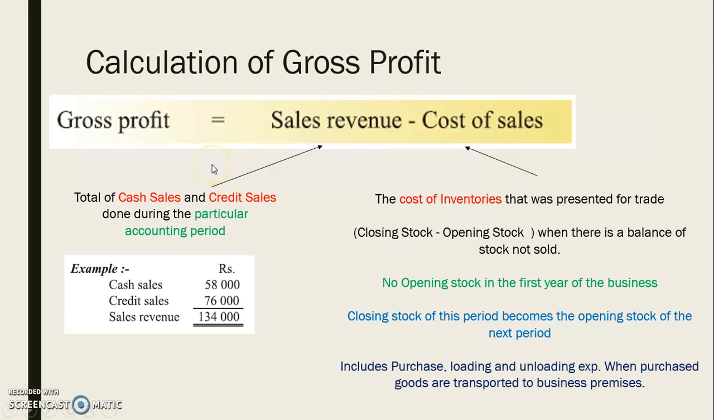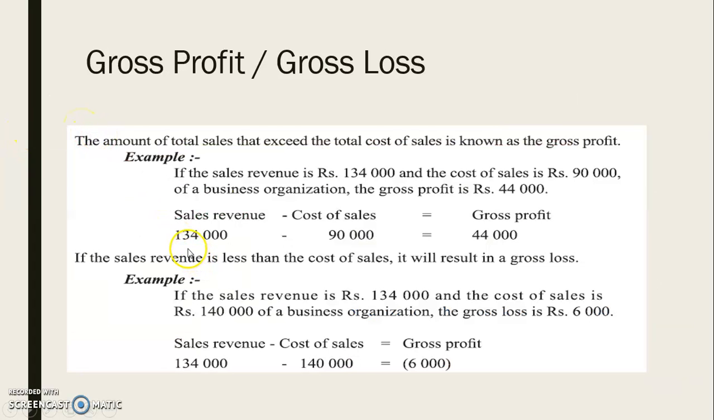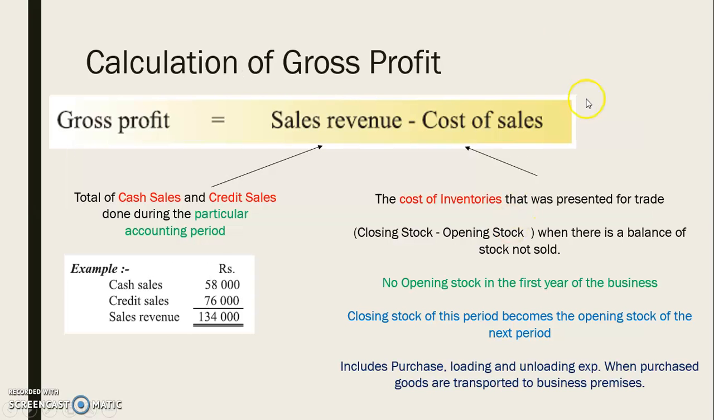Next, these are some examples of what gross profit and gross loss are. Obviously now we have learned that gross profit equals sales revenue minus cost of sales. So if the sales revenue is higher than cost of sales, then it's a gross profit. For example, you see here, sales revenue is 134, cost of sales is 90, therefore it's a gross profit of 44.